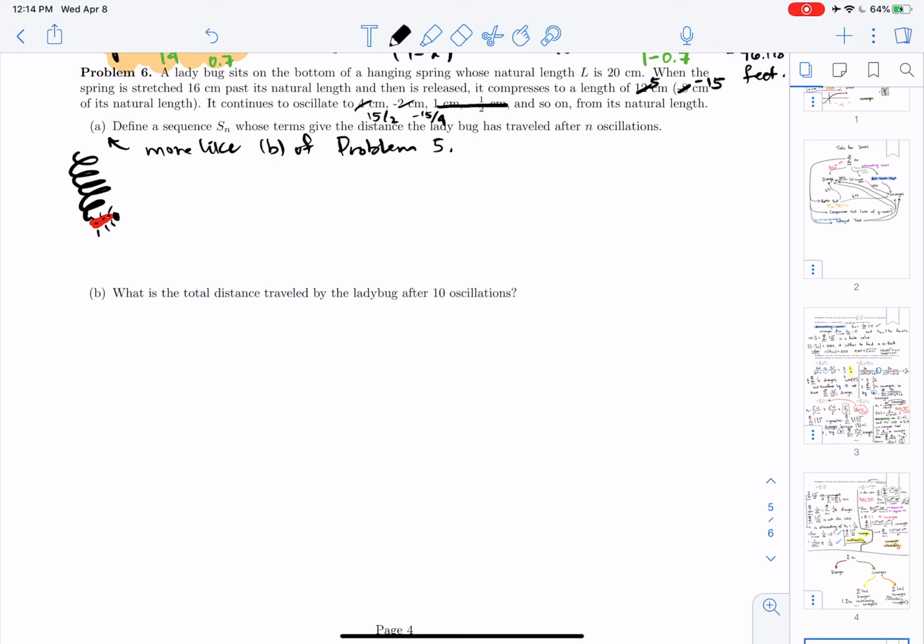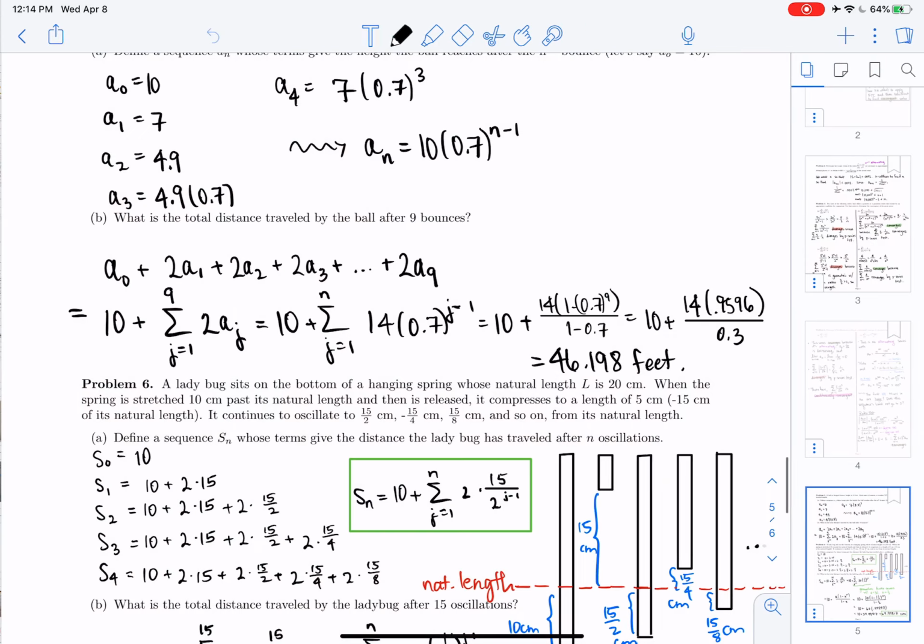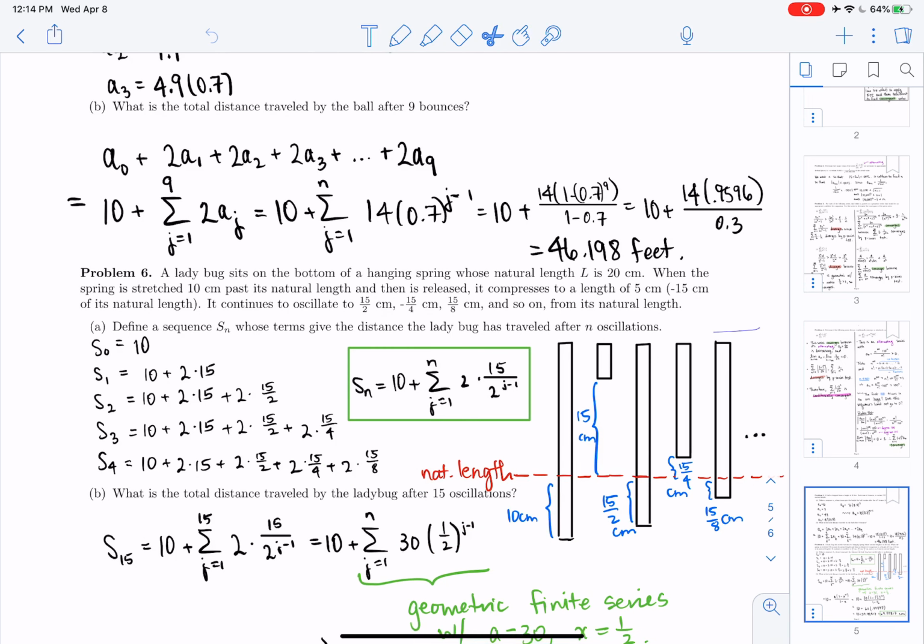Okay, so let's do this. So the first oscillation I'm imagining is just you extending the spring. And I've got this great picture. I kind of think I'm going to go grab it instead of redrawing it here because it'll just take too long. So let me copy this.